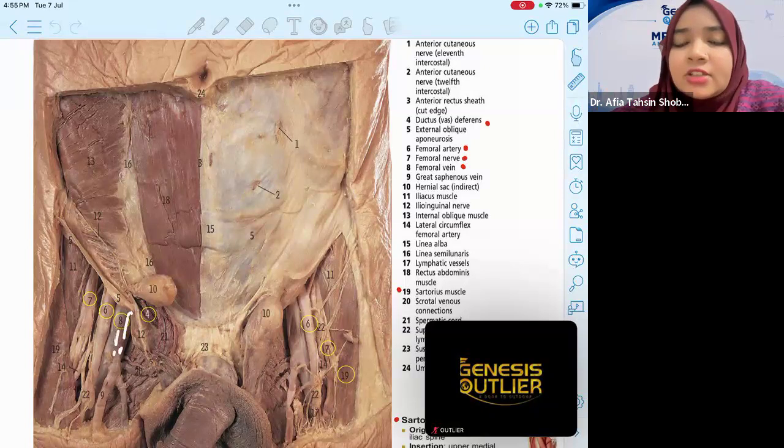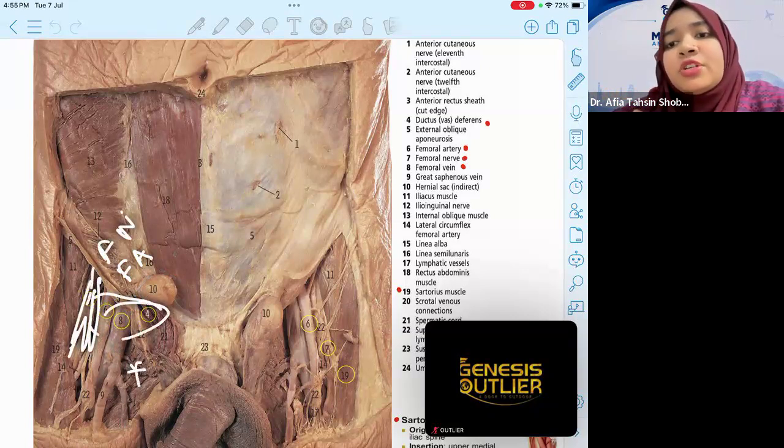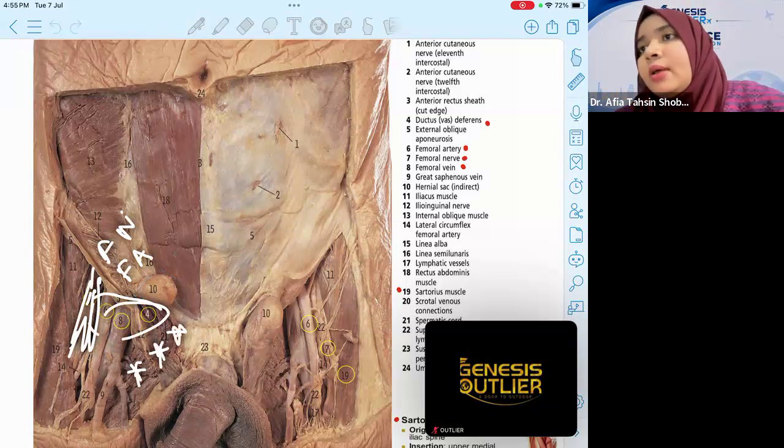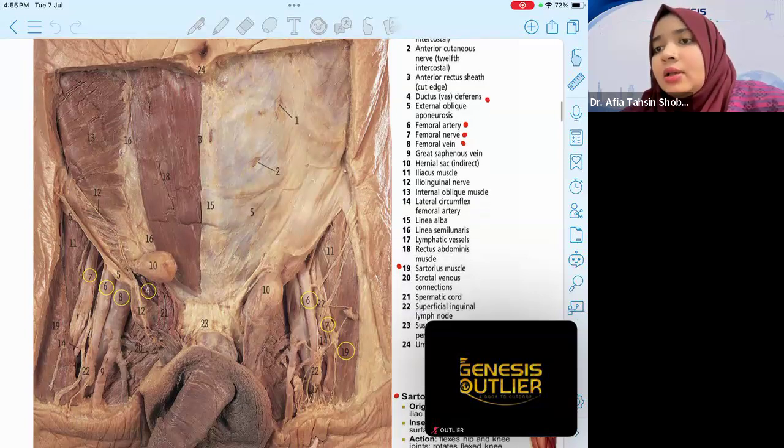So this blackish structure will be vein. Which vein here? Femoral vein. And this reddish structure comparatively is femoral artery, and this branching structure will be femoral nerve. This is very important for exam, very much important. Okay, now come to this, comparatively less important. 4, it is ductus deferens.